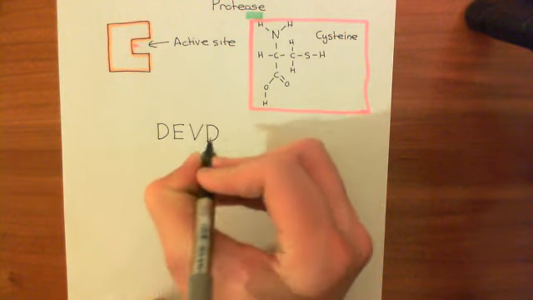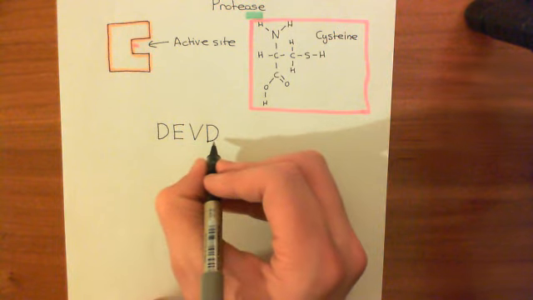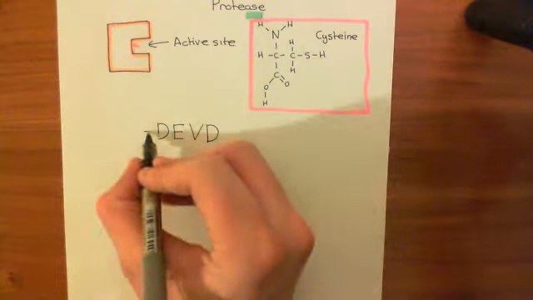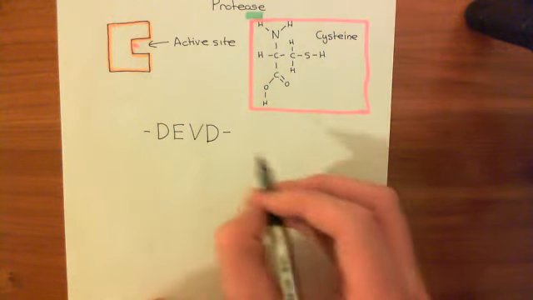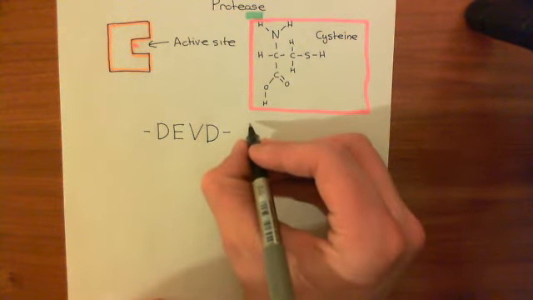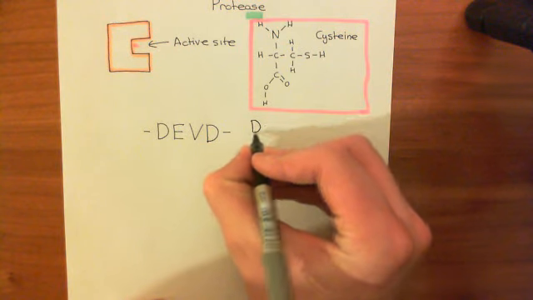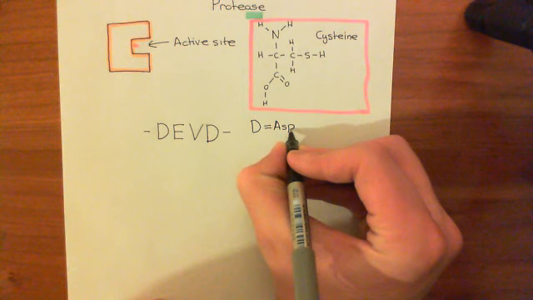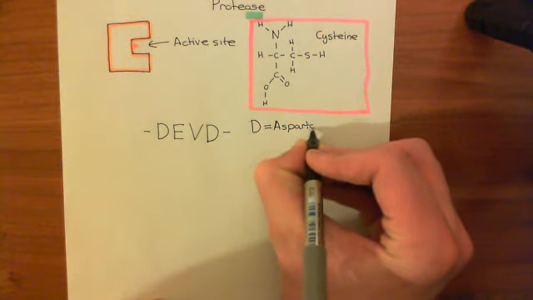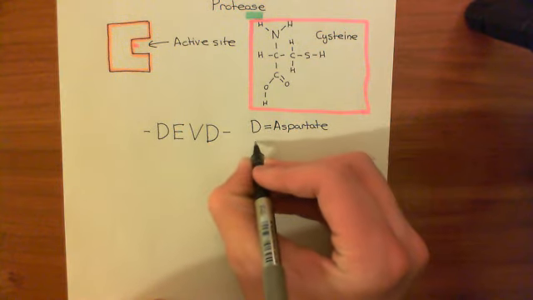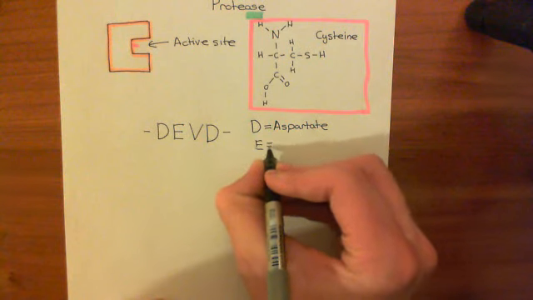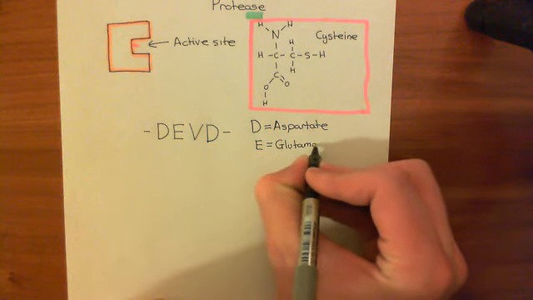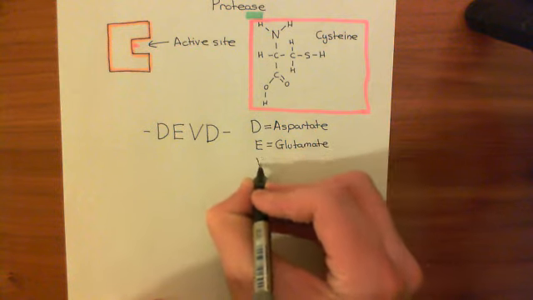And basically, this is a sequence of amino acids. So to understand what this means, you need to know the single letter amino acid code. So you need to know that D stands for aspartate or aspartic acid. So aspartate. E stands for glutamate, so glutamate, and V stands for valine.